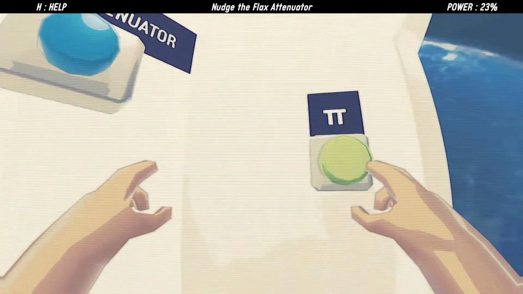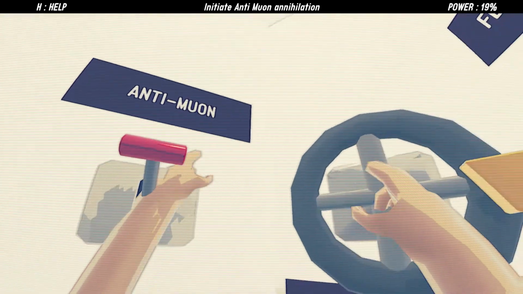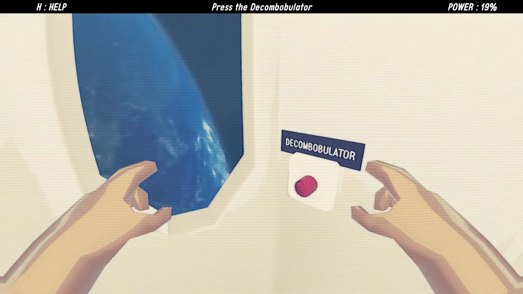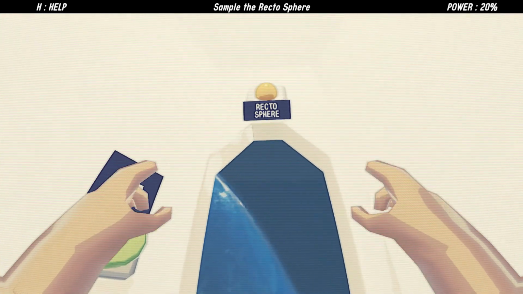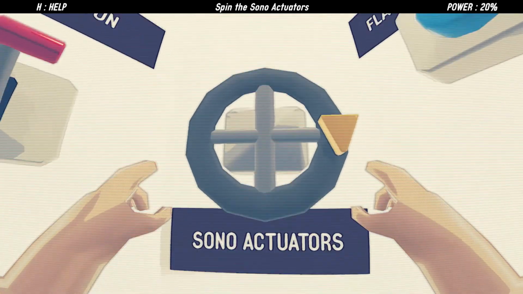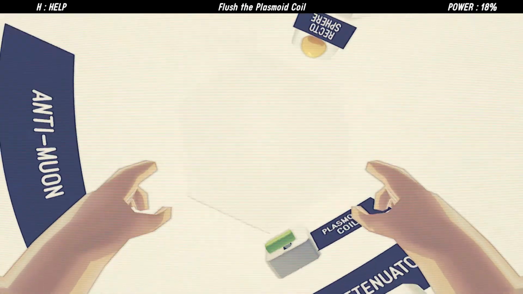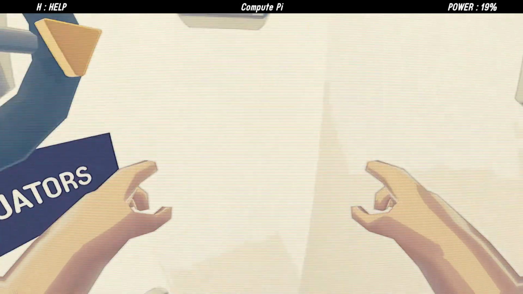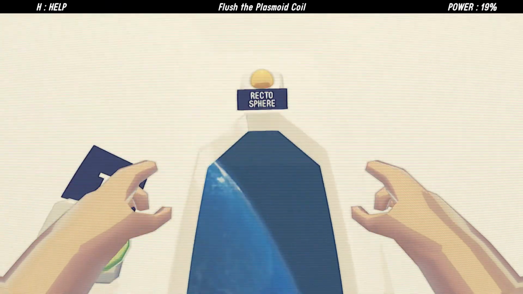Nudge the flax attenuator. Initiate anti-muon annihilation. Press the decombobulator. Compute pi. Sample the rectosphere. Nudge the flax attenuator. Spin the sono actuators. Sample the rectosphere. Flush the plasmoid coil. Compute pi. Press the decombobulator. Flush the plasmoid coil.